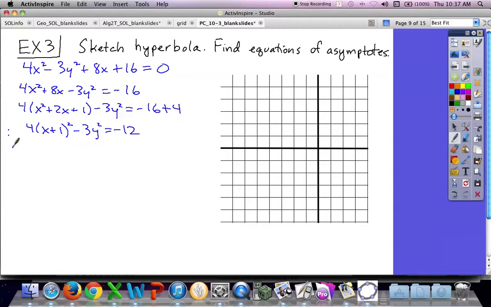Okay, not quite there. Next, divide by negative 12. So when I divide by negative 12, notice it's going to flip the signs of the terms that we're dealing with already. Right, so in this case, our positive term now is negative 3 over negative 12. That's y squared over 4. Our negative term will be this one, 4 over negative 12. That gives us minus x plus 1 squared over 3 equals 1.